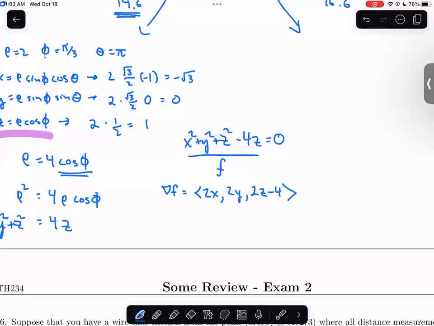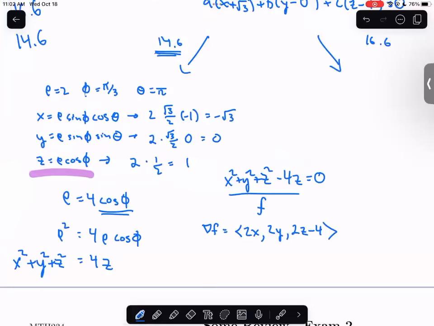We're really only interested in our normal vector at one particular point, our point of interest here. And so I'm going to go ahead and plug in x equals negative root 3, y equals 0, z equals 1. So that's going to be my normal vector at the point that I'm interested in. So in this case, I get negative 2 root 3. 2 times 0 is 0. And when I plug in 1 for z, I get negative 2.